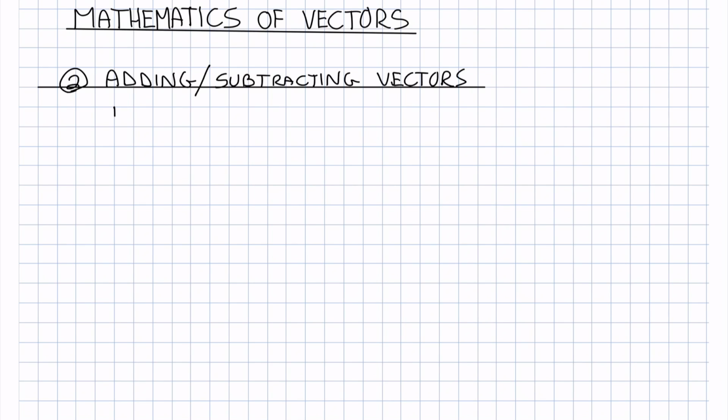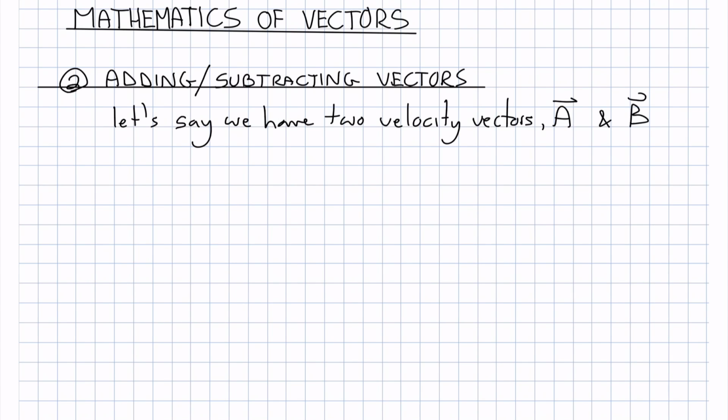Let's take two vectors, A and B, and add them together. Now I should note for adding and subtracting vectors, you can only add or subtract vectors of the same quantity. In other words, you can add or subtract forces to other forces, accelerations to other accelerations, but you can't add things like force to acceleration. It has to be the same quantity with the same units.